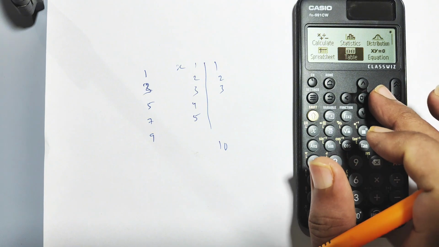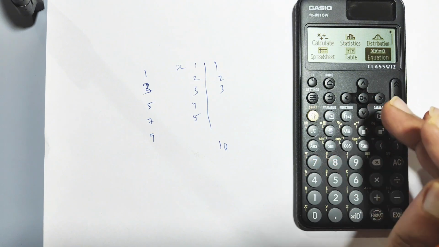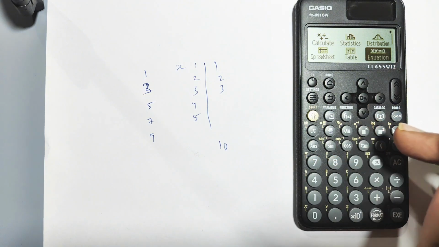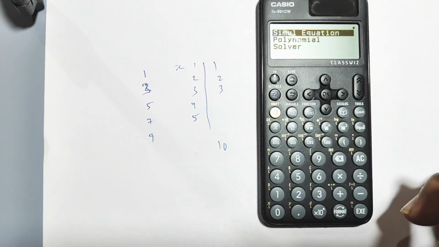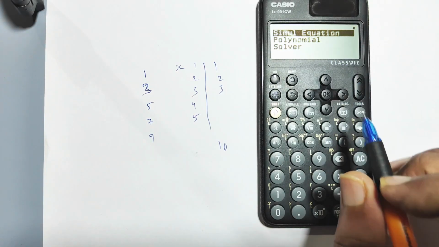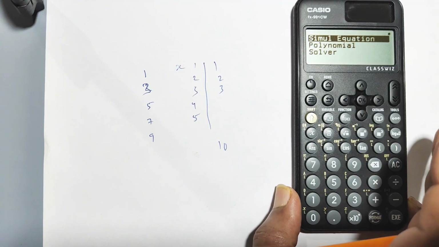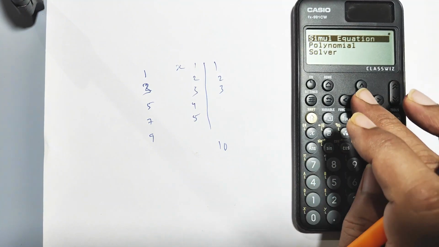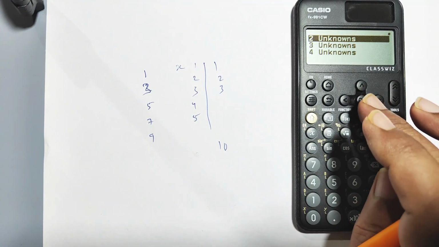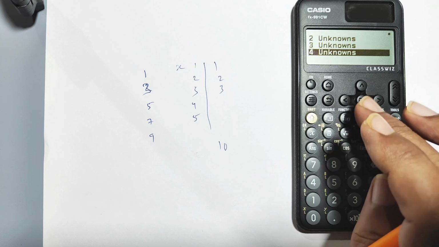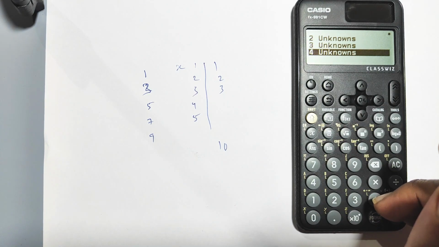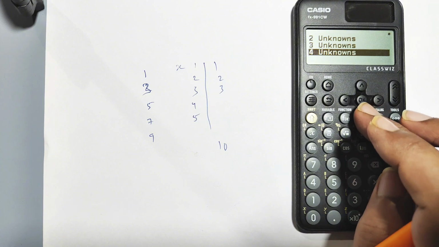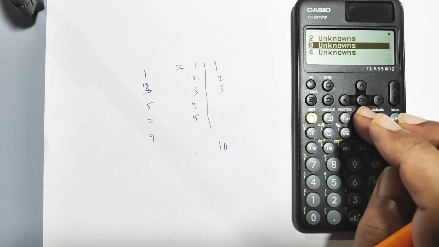Now come back and let us see equation. We use this equation button very frequently. Press OK. It is showing simultaneous equations, polynomial equations, solver. You have 2 unknowns, 3 unknowns, 4 unknowns also. This calculator deals with that. The previous version, 991ES plus, won't deal with 4 unknowns, but this deals with 4 also.